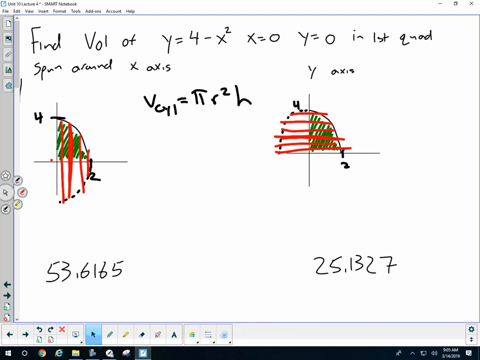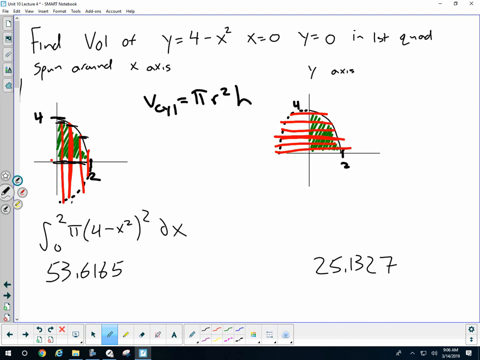Some of us are not understanding this, but if I look at this cylinder, it's a long y. It's a long up and down. It's a very skinny x. That is telling me dx. So 0 to 2, the radius is a top minus bottom, but the top minus the bottom is always going to be 4 minus x squared minus 0. So that's why I get integral from 0 to 2 of pi times 4 minus x squared, squared. That's pi r squared h, in this case h is dx.